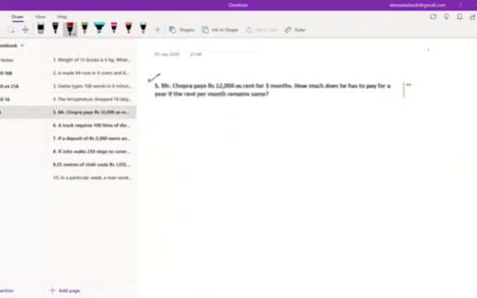Fine. Now question 5. Mr. Chopra pays 12,000 rupees as rent for 3 months. How much does he have to pay for a year if the rent per month remains the same? So in 3 months, he pays 12,000 rupees. So you can write a rent of 3 months is equal to 12,000 rupees.